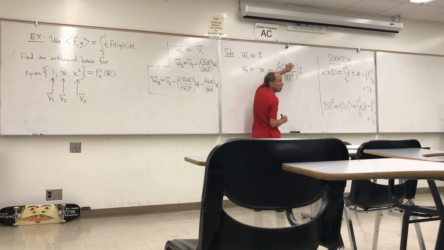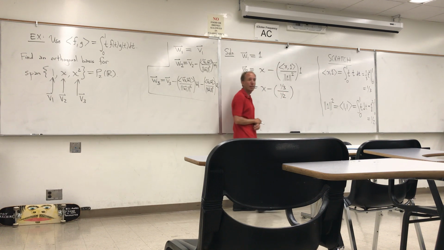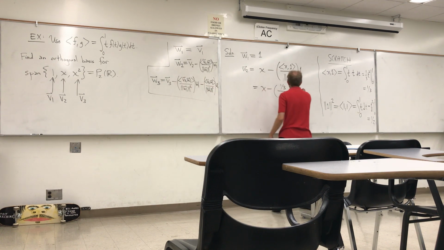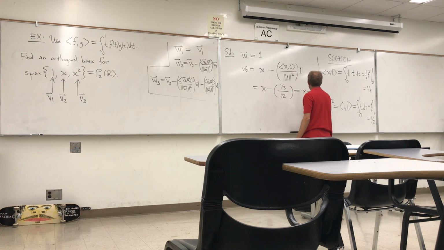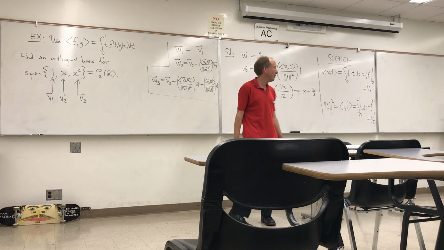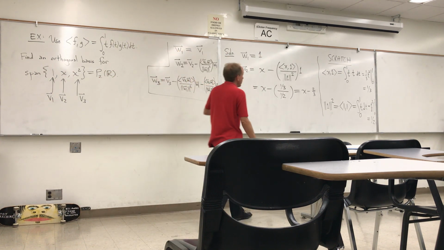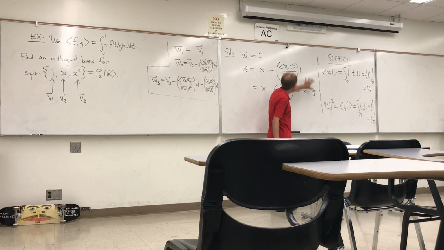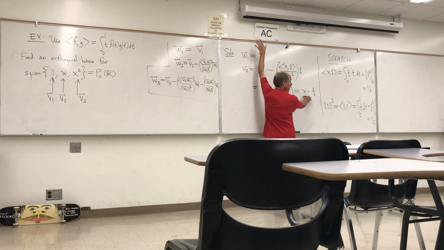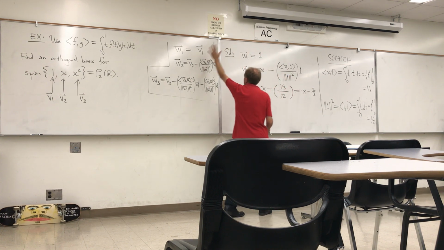So let's come back and plug those numbers in here. We have x minus, well, this is 1/3 on top and 1/2 on the bottom. What does that reduce to? x minus 2/3. So that's w2, my second vector. And now this vector should be orthogonal to this one. If I take the inner product of these two things, I better now get 0. Otherwise I messed up. These have to be orthogonal if my formulas are correct.